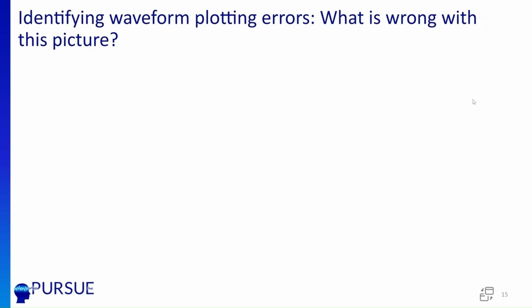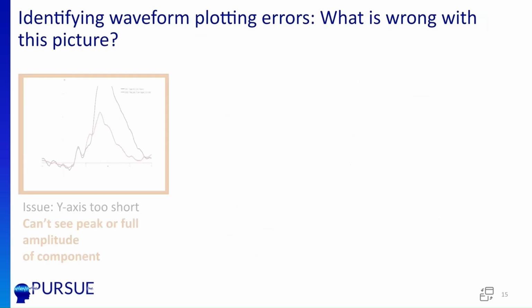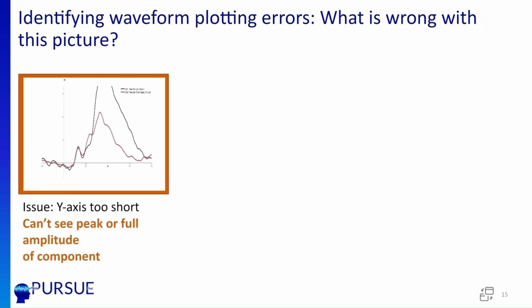Now, I will be going over a few errors that you would want to avoid when creating waveform plots. In the first example, you are unable to see the top of the peak for the black waveform. This is because the y-axis is too small. Always make sure that the y-axis is big enough to see the full amplitude of the component.